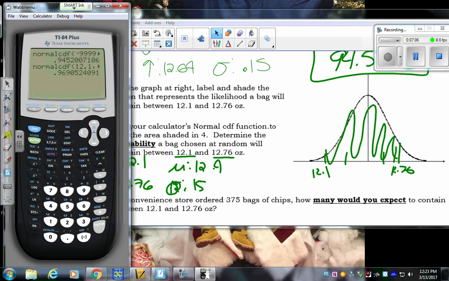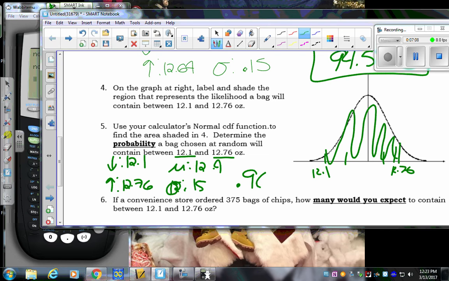0.969. So that's the probability. So a pretty high chance that you're going to get a bag of potato chips or corn chips that fall within that weight.